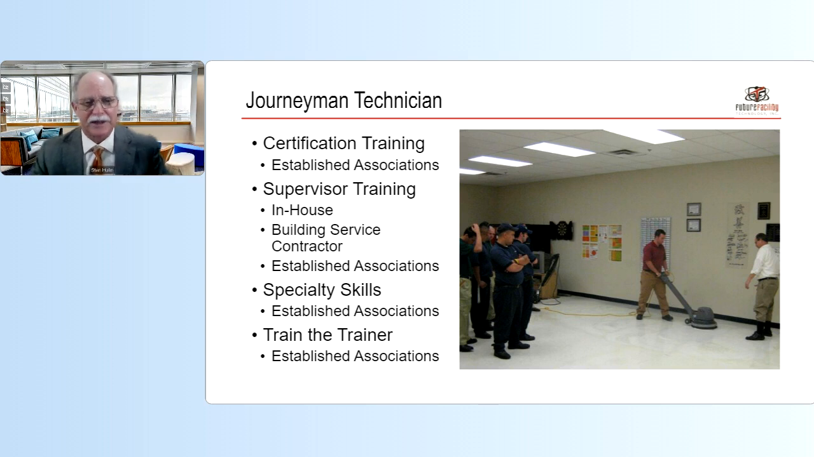And then you get into specialty skills, which may be established associations in that specialty skill. Maybe you send somebody to learn how to take care of stone floors specifically, or how to ultrasonically clean Venetian blinds. Specialty skills are very special, and they're hard to attain. And if you have somebody with a specialty skill, you certainly want to use them where their specialty is worth it. And then you have train the trainer.